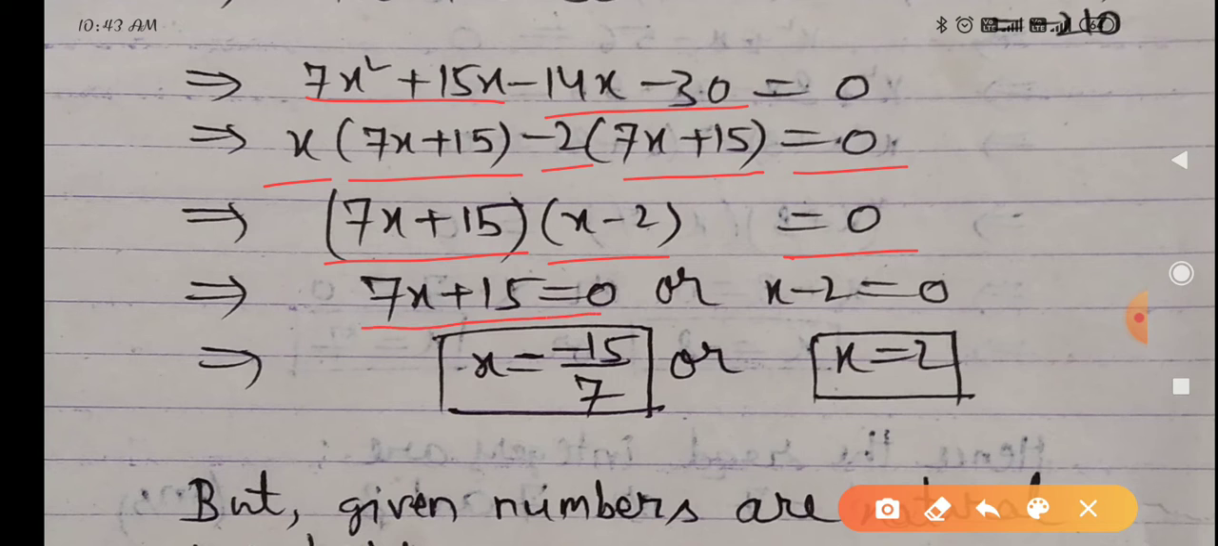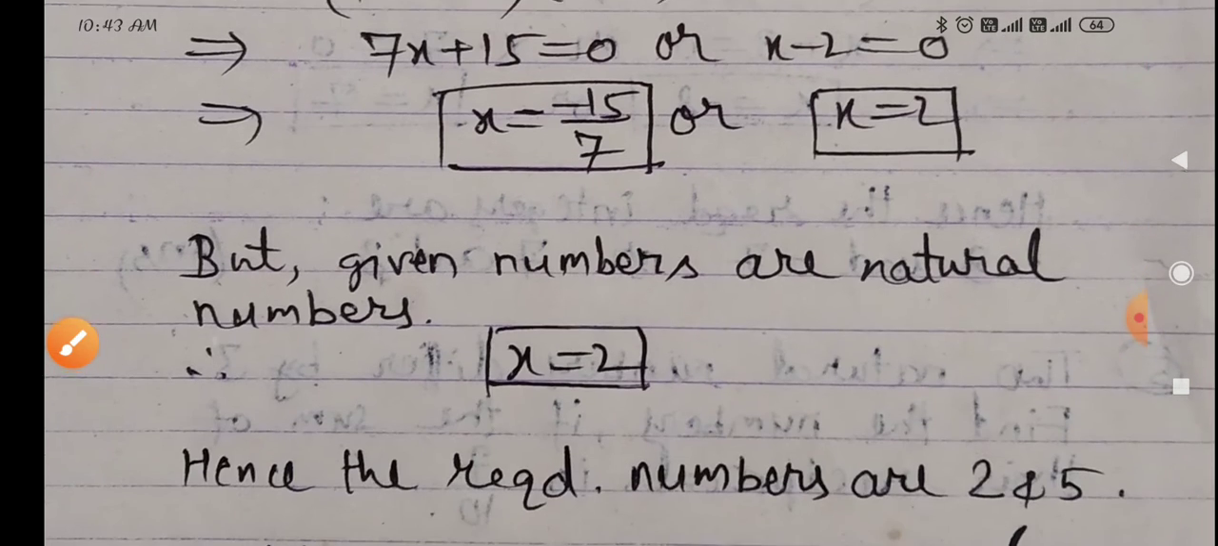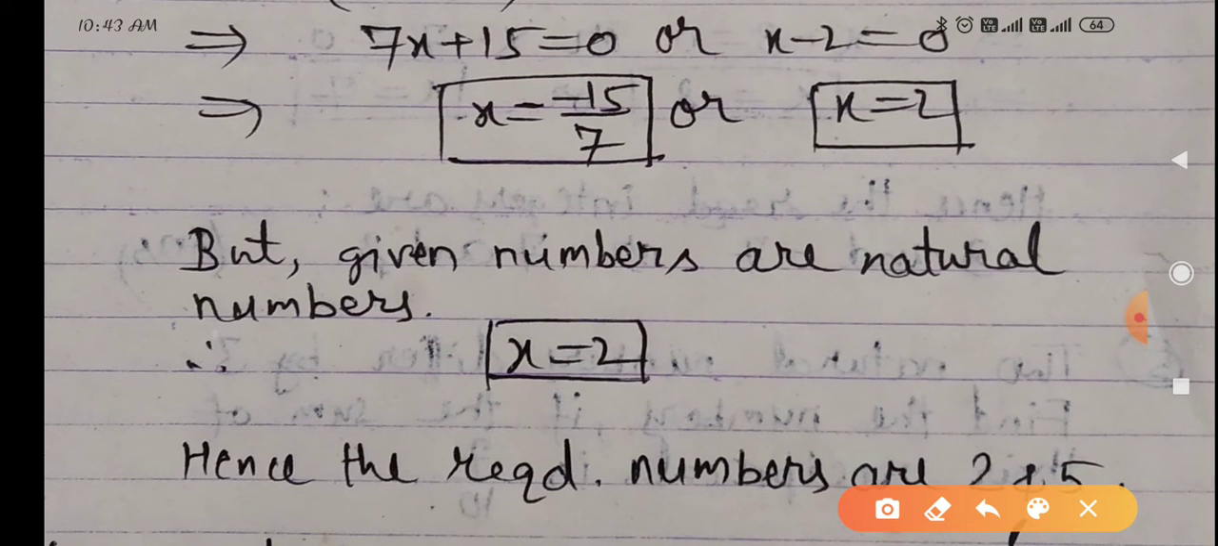When 7x plus 15 is equal to 0, x equals minus 15 upon 7. When x minus 2 is equal to 0, x equals 2. But here you can see both values are not possible. That's why I have written, but the given numbers are natural numbers. So a negative number is not a natural number, you know very well. A natural number is always a positive number. So that's why x equals 2.